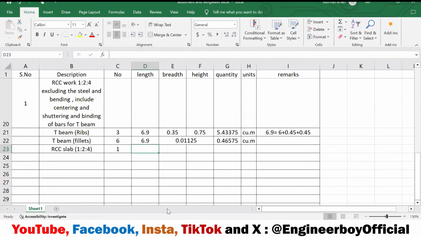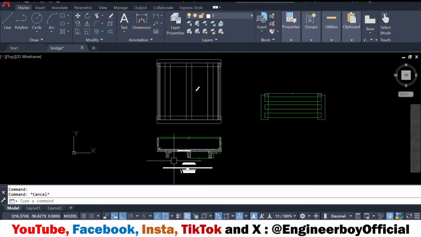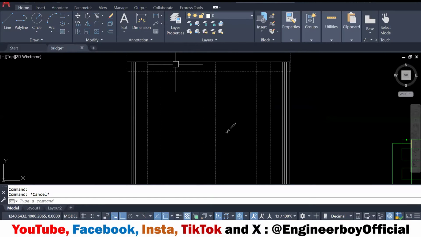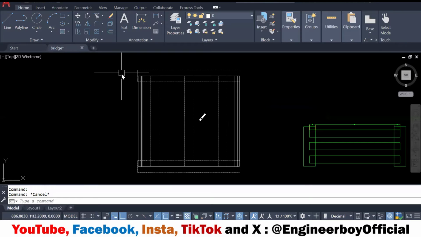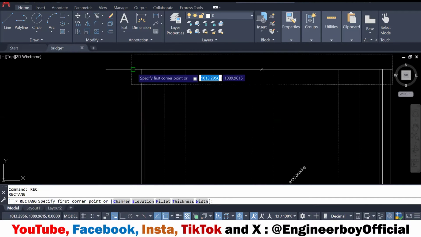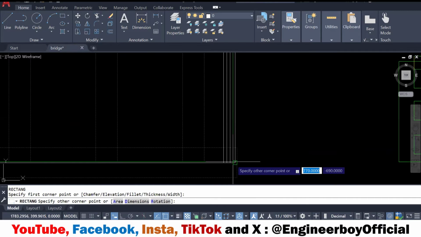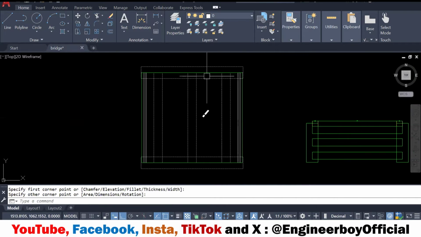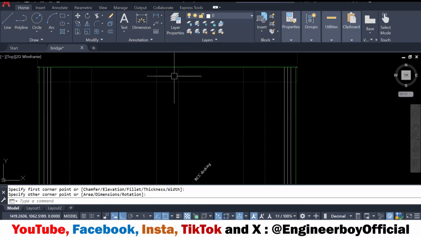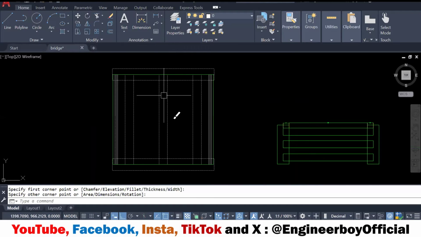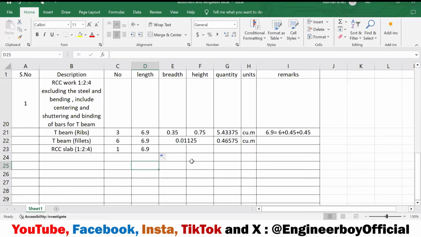Length is going to be the same because it's just running along the same thing. Let me just draw a rectangle so you guys can see it in the plan, okay? The slab can be from this point till this point, which means up to the girders or maybe the T-beams end. So the length is going to be the same for the slab as well. Now the width of the slab, it can be actually 7.7.